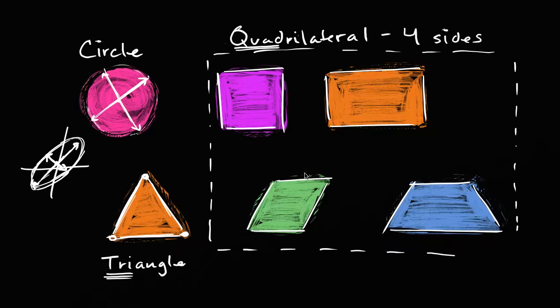But these are all different special cases of quadrilaterals. And actually, you could even have a quadrilateral that looks like this. You could even have a quadrilateral that looks like this. 1, 2, 3, 4 sides. As long as it has 4 sides, it's a quadrilateral.